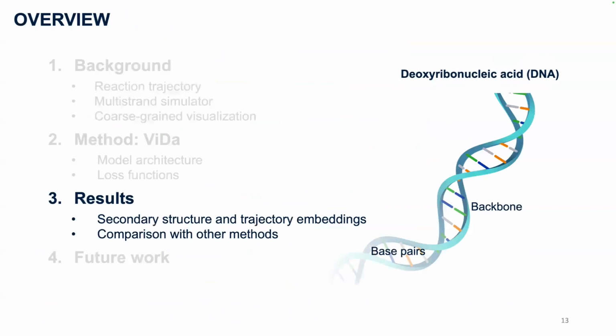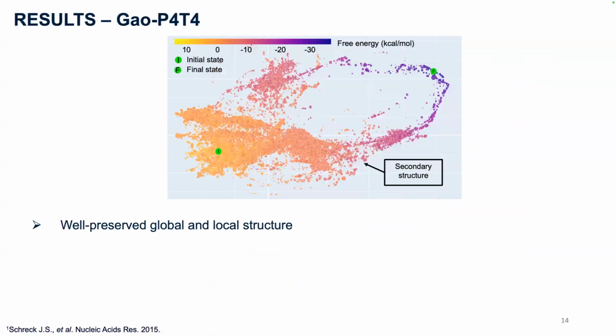So now let's take a look at the results. This plot shows the embedded secondary structure state space. In this plot, each circle represents a secondary structure, and the color of the circle refers to the corresponding free energy. The initial and final states are highlighted by the green blobs. From this plot, we can say that the state embedding follows a high to low energy trend from the initial state to the final state. This is consistent with the reaction process, indicating our embedding preserves good global structure.